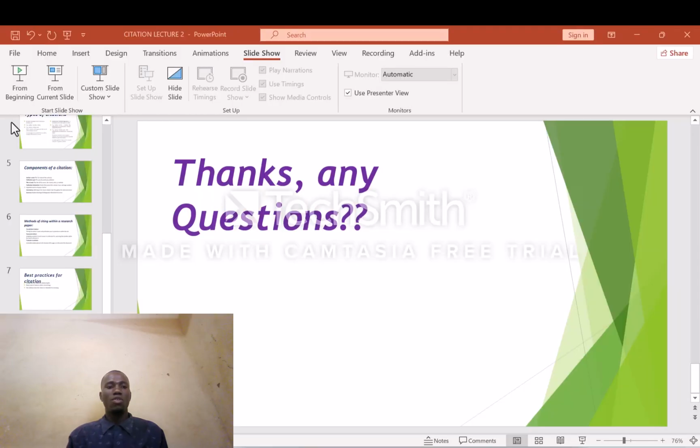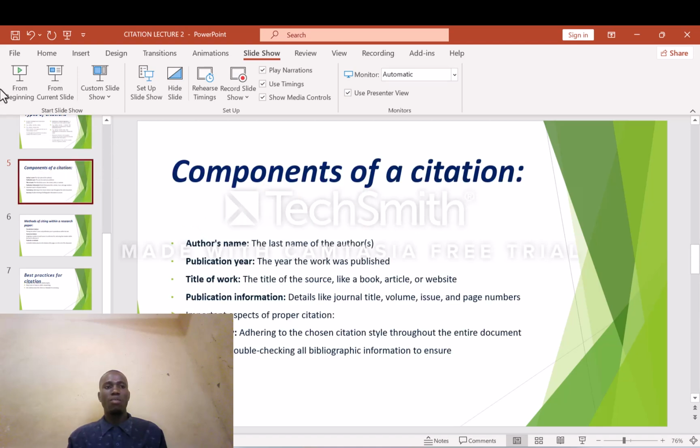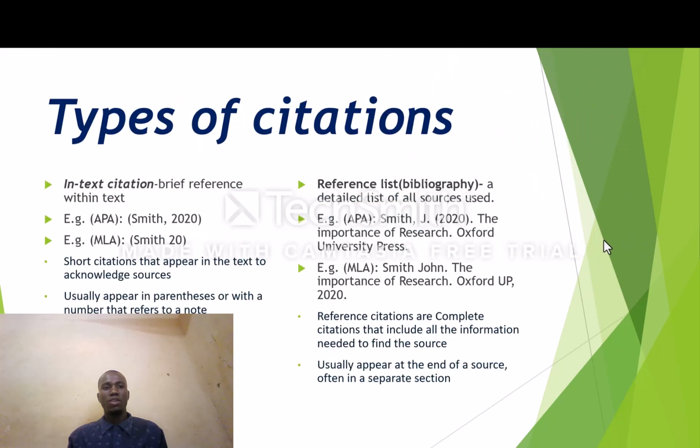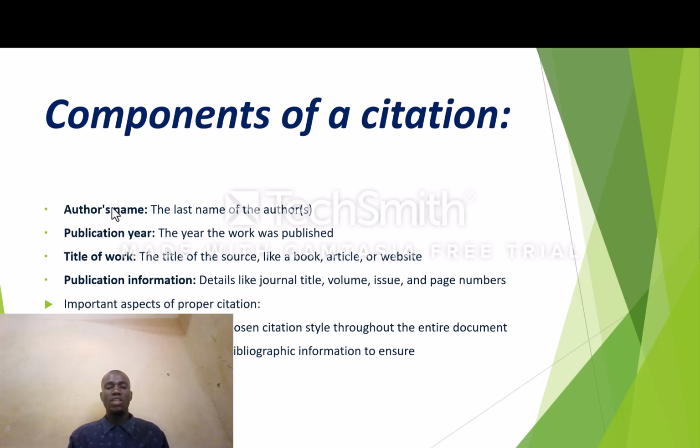Not only the types of citation, we can also talk about the components of citation. Under components of citation, we shall look at what is needed within the citation, what you should put in the citation. We have the author's name, the person who has written a particular work from which you are going to take some sample. We have the publication year, which is when the author has published his work, or made his research work and put it out.